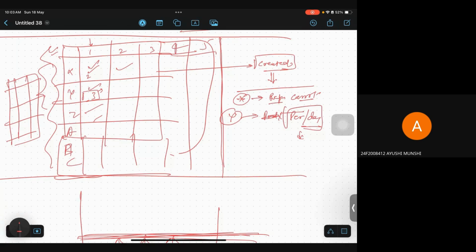Ayushi, just don't deviate from the topic. Whatever is necessary now, I'm discussing metadata. Maybe we can stick with this and then we can switch to the next.